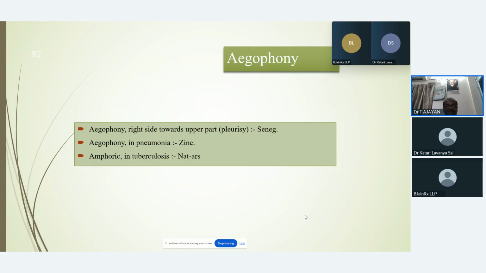Egophony, one of the added sounds, in the right side towards the upper part: only one medicine, Senega. Egophony in pneumonia: Antimonium tartaricum is a medicine. Amphoric breathing in tuberculosis: Natrum muriaticum is a medicine. That means we are collecting hundreds of symptoms from the patient, but this presentation is there; just a few more importance given to this characteristic examination finding.